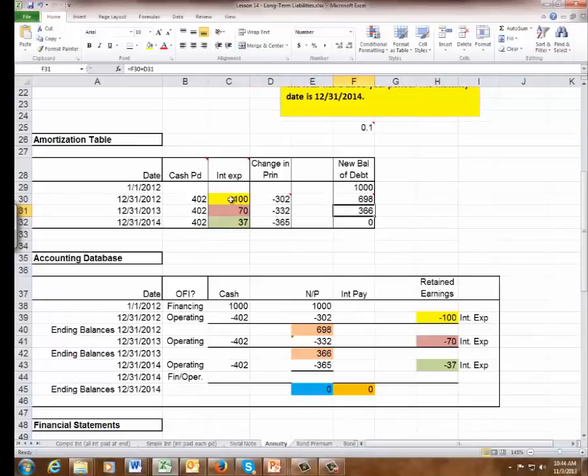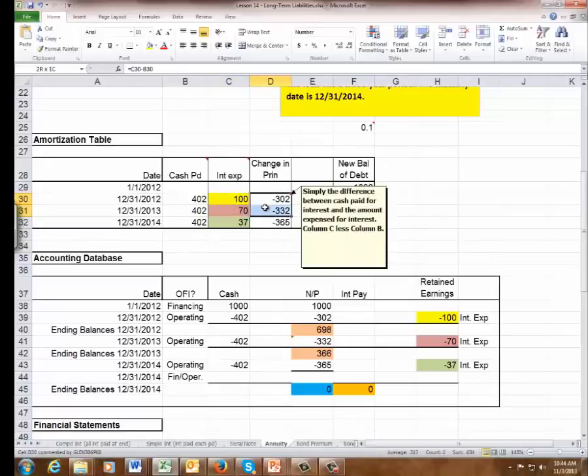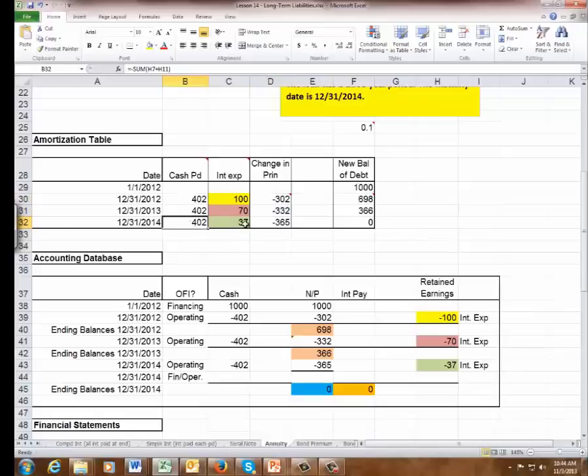Now notice, the interest expense falls over time, but the amount of principal extinguished or amortized gets bigger over time. Finally, at the end of year 3, we pay our last annuity of 402. The interest expense is 10% of 366, or 37, and we amortize $365 or $366, and I'm rounding such that that falls to 0.